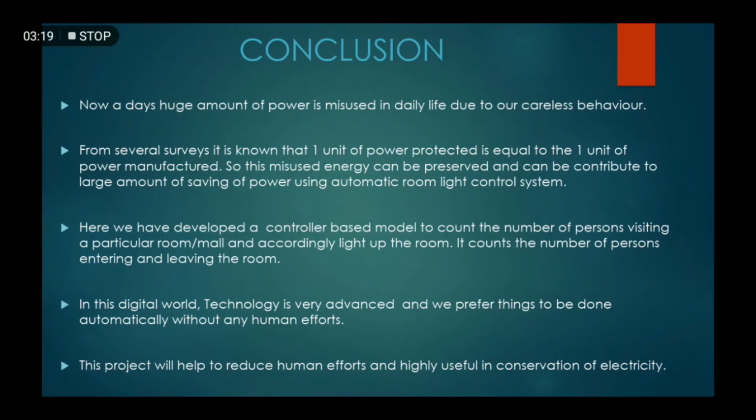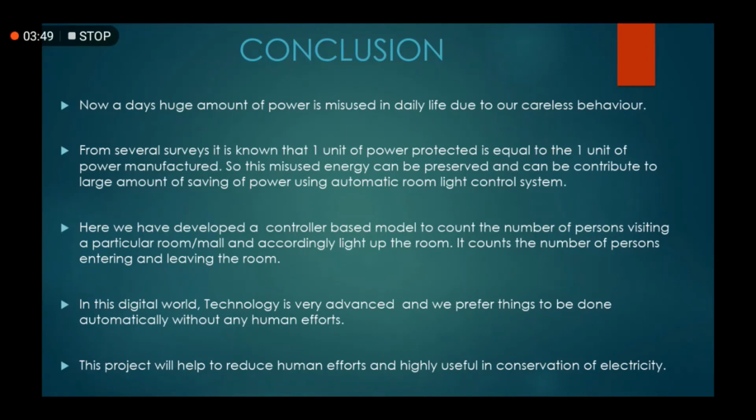Now the conclusion. Nowadays, a huge amount of power is misused in daily life due to our careless behavior. From several surveys, it is known that 1 unit of power saved is equal to 1 unit of power manufactured. So, this misused energy can be preserved and can contribute to a large amount of saving of power using an automatic room lighting control system.